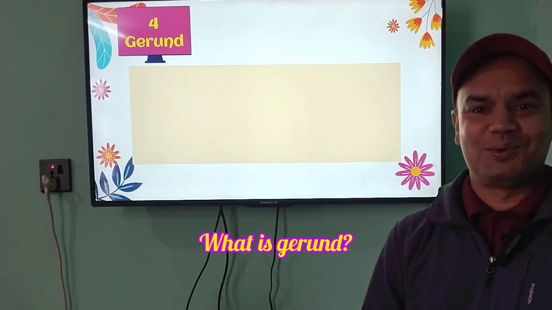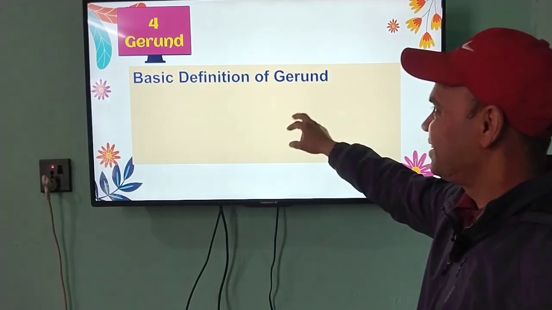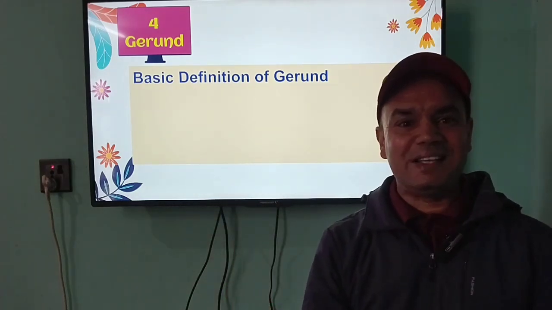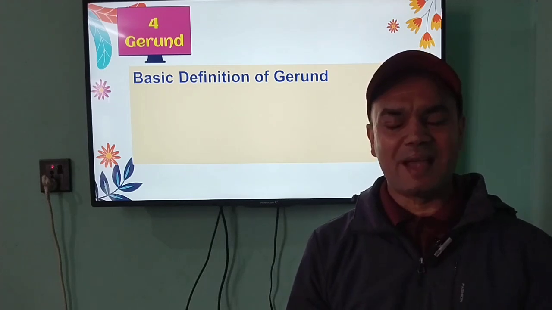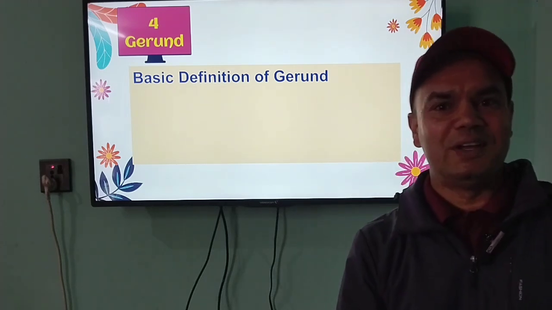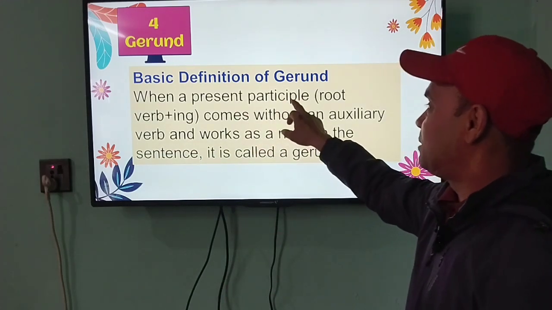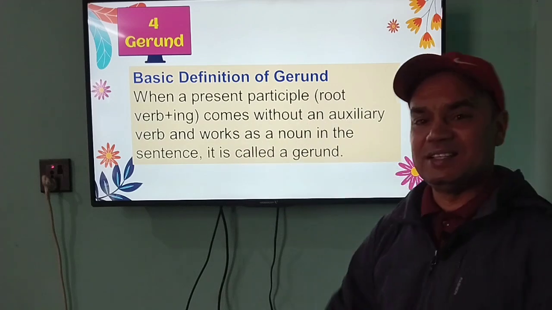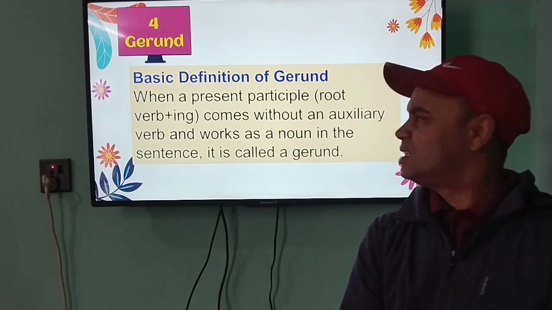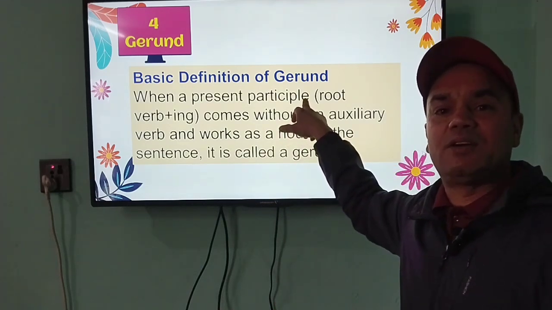Okay, now we have come to the last part of today's class, that is gerund. I want to give you the basic definition at first. What is a gerund? Have you heard this term before? All right, no problem. I'm going to elaborate more clearly. When our present participle, root verb plus ing, some of you might be confused about what a present participle is. It is the present continuous form.